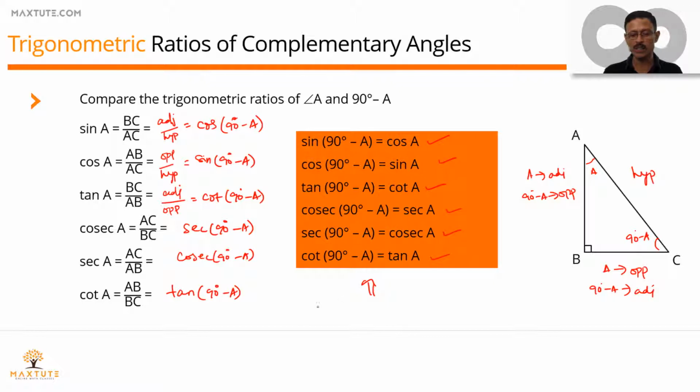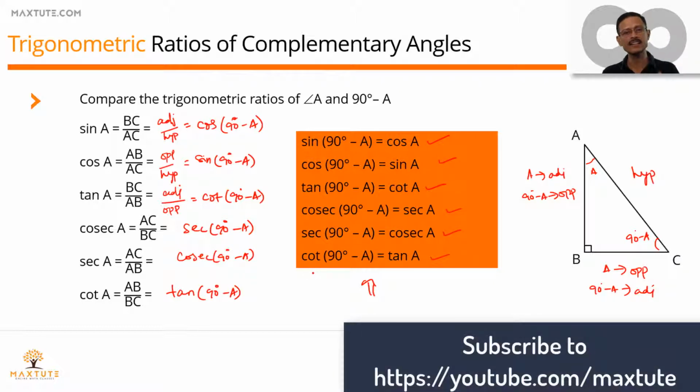This is what we call the relation between the trigonometric ratios of complementary angles. There is angle 90 minus A and A. What is the relation? Sin becomes cos, cos becomes sin, tan becomes cot, cosecant becomes secant, secant becomes cosecant. Right? So keep this in mind. This will be very useful in solving quite a few questions. At the end of this video, we'll look at quite a few examples to get conversant with this idea.